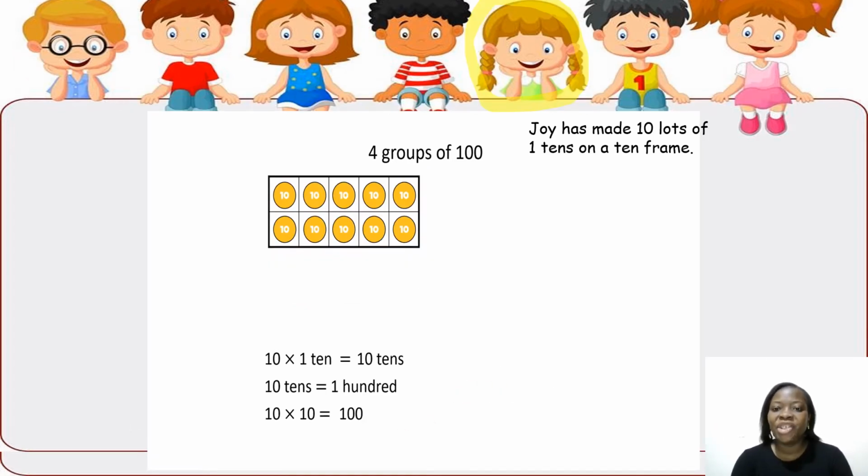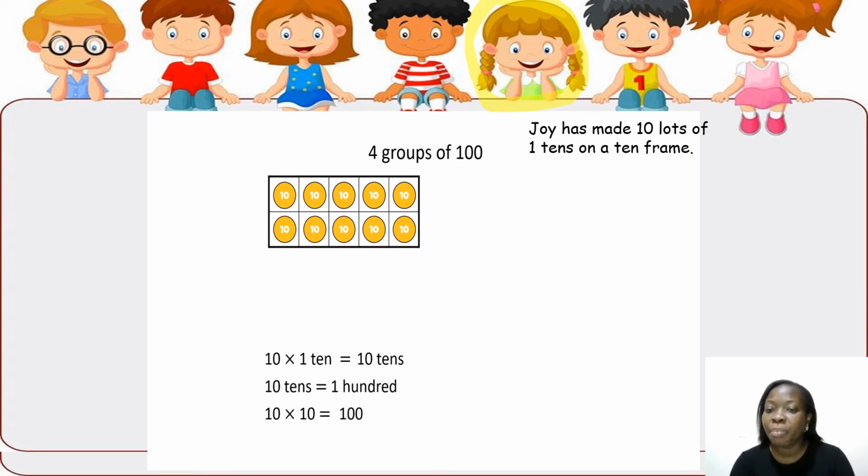All right, Jane, seated right here, is also trying to make 4 groups of 100. First, she has made 10 lots of 10s on a ten frame. So 10 times 10 is equal to 10 tens. 10 tens is equal to 100. And then 10 times 10 is equal to 100.